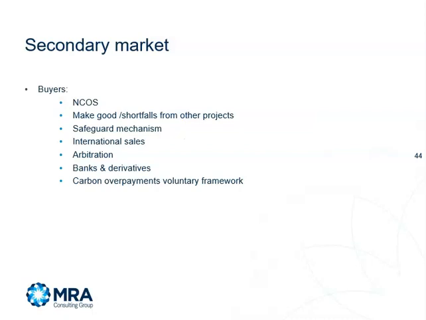ACCUs can also be sold on the secondary market. Demand for ACCUs on the secondary market can come from a variety of players, such as organizations looking to offset their own emissions to obtain carbon neutral status, other project proponents who need to overcome shortfalls, or large greenhouse gas emitters who have exceeded their emissions thresholds.